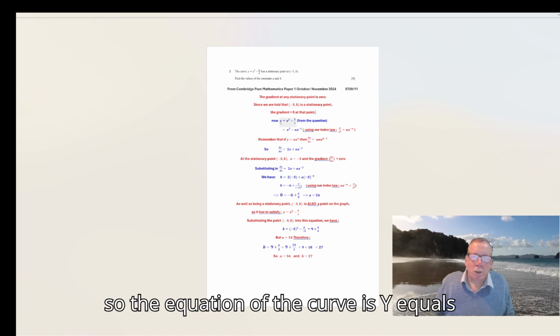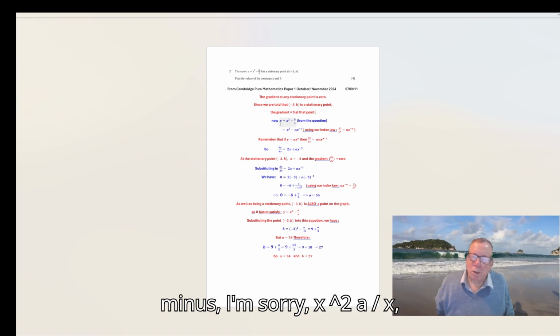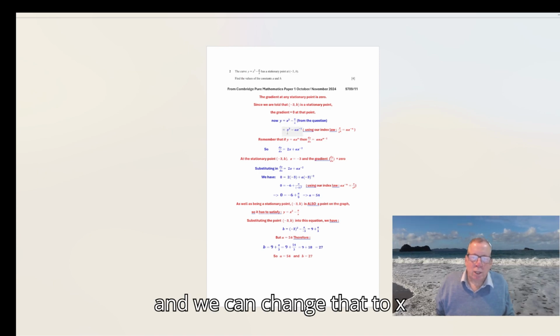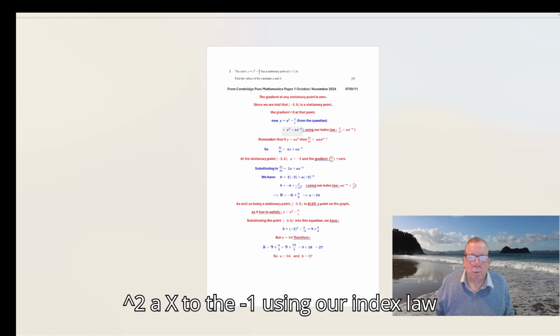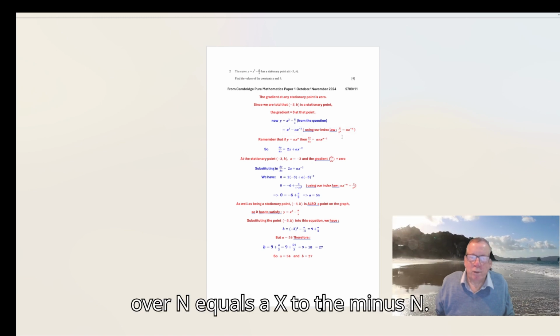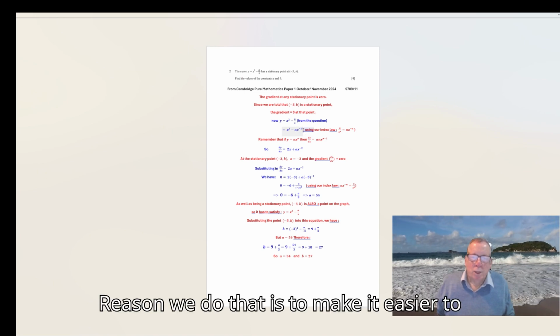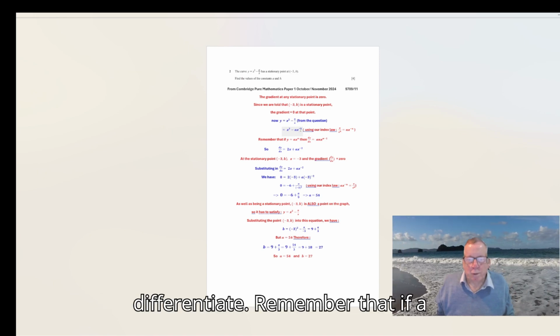So the equation of the curve is y equals x squared minus a over x, and we can change that to x squared minus a x to the minus 1 using our index law, a over x to the n equals a x to the minus n. The reason we do that is to make it easier to differentiate.